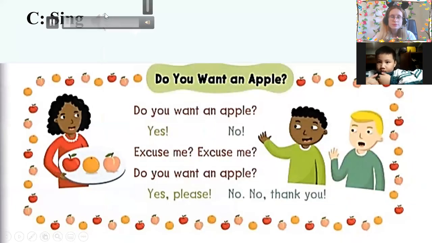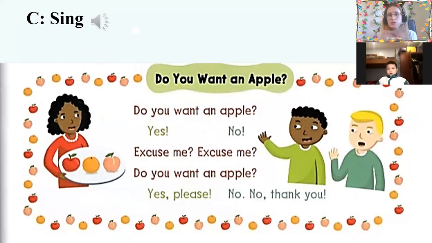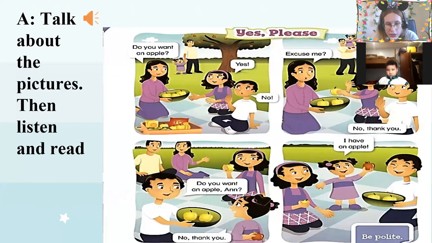Do you want an apple? Yes. No. Excuse me. Do you want an apple? Yes, please. No. Oh, no. No, thank you. Better. Do you want an orange? Yes. No. Excuse me. You want an orange? Yes, please. No, thank you. Okay, Brian, look here at this picture.